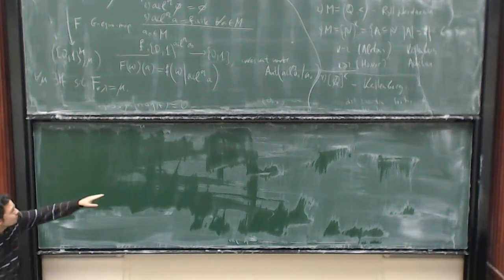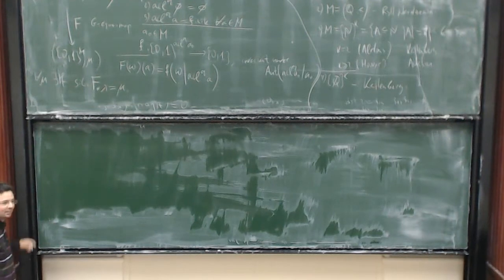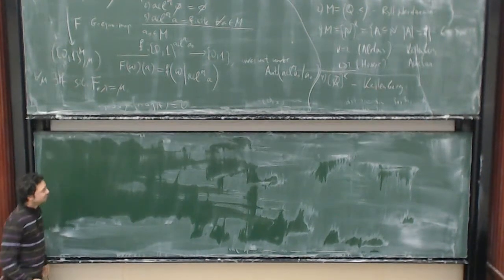And then to pass from this index set, from things indexed by the integers to things indexed by the rationals, there is some easy trick involved, which is kind of standard.